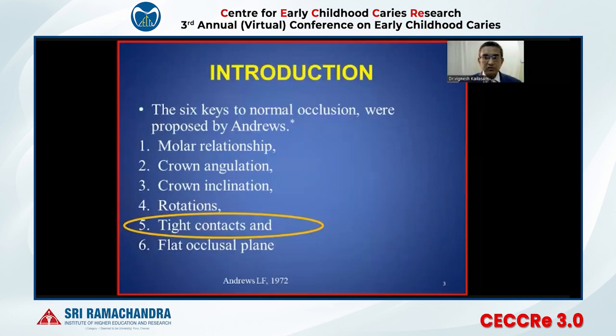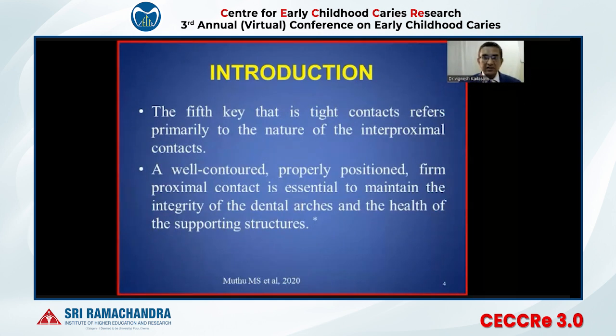The 6 keys to normal occlusion were proposed by Lawrence and Andrews. There is substantial literature on the 5 keys except for the 5th key, which is the tight contacts, in which there is very minimal literature. The 5th key, that is tight contacts, refers primarily to the nature of the interproximal contacts.